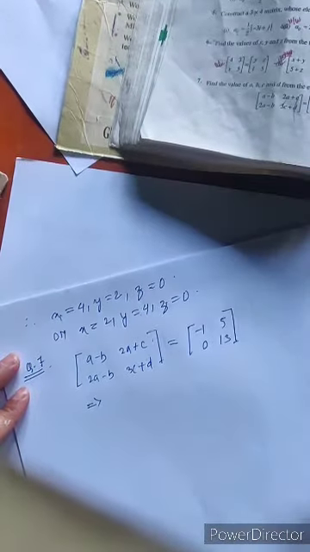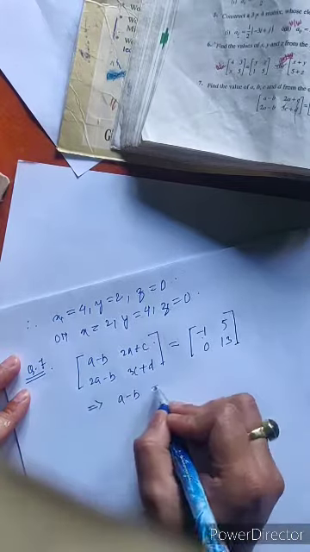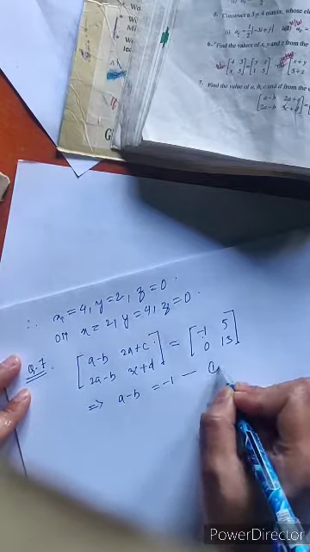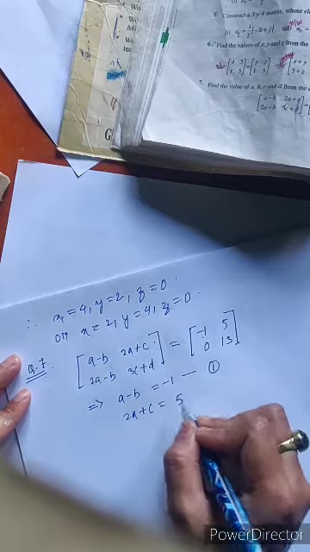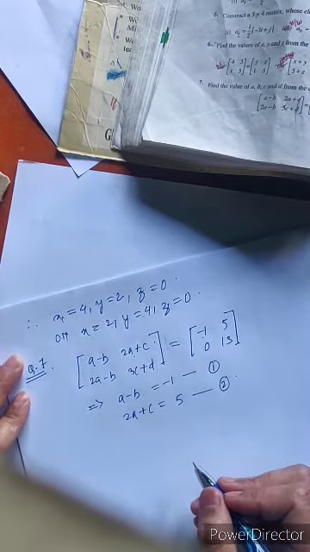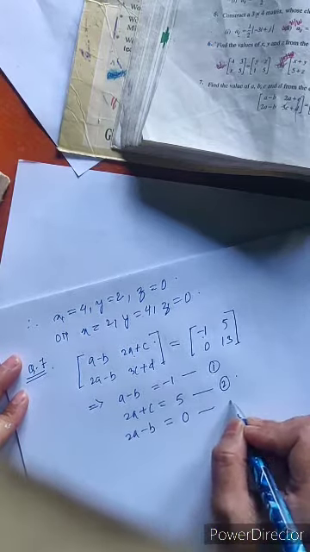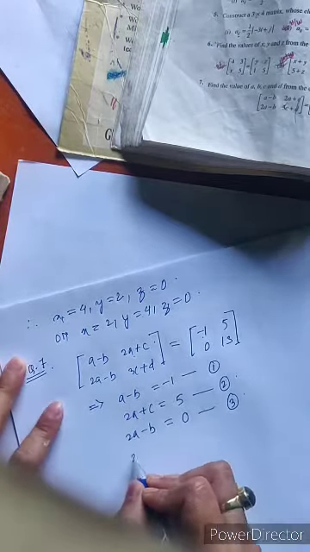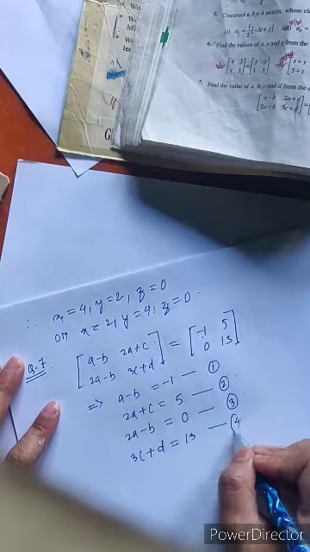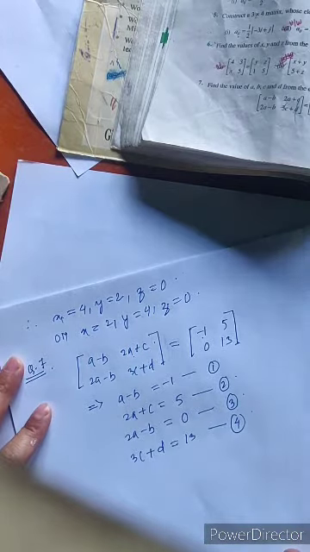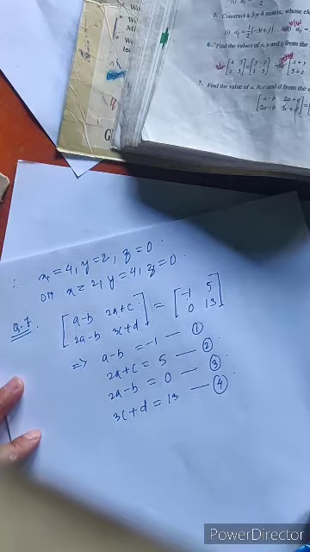By equality of matrices, corresponding elements should be equal. So a minus b should be equal to minus 1, write equation number 1. And 2 times of a plus c should be equal to 5, write equation number 2. And 2 times of a minus b equals 0, write equation number 3. And the last element, 3 times of c plus d, should be equal to 13, write equation number 4. So we got 4 equations involving a, b, c, and d.